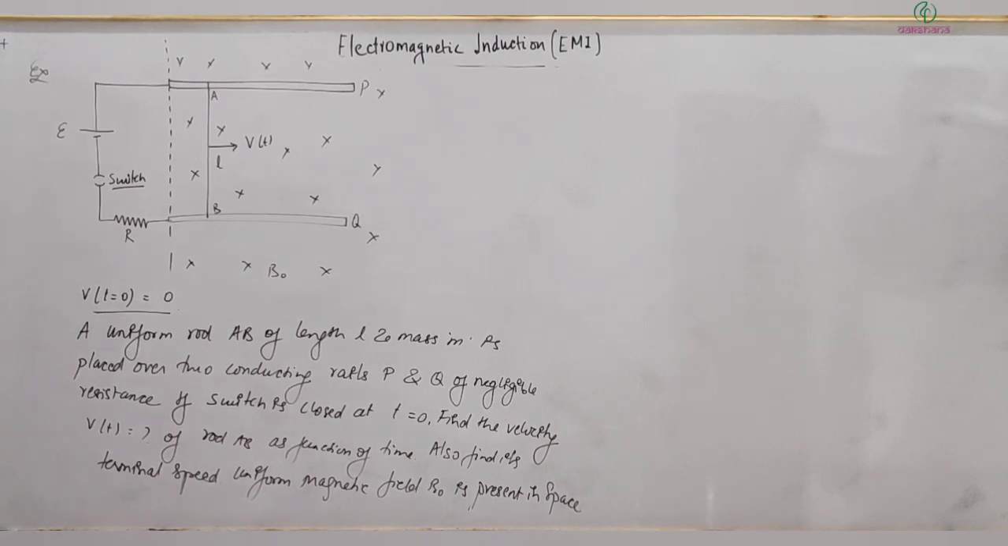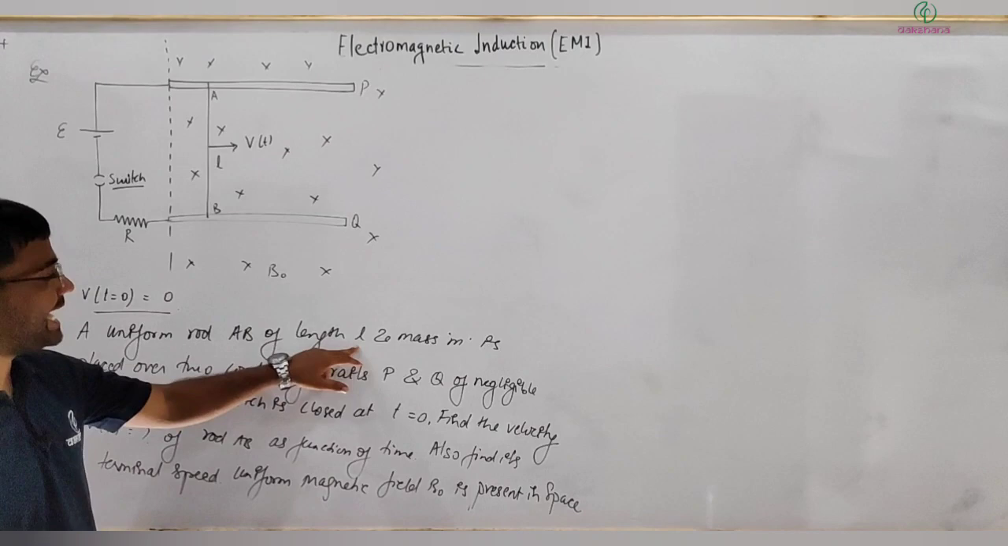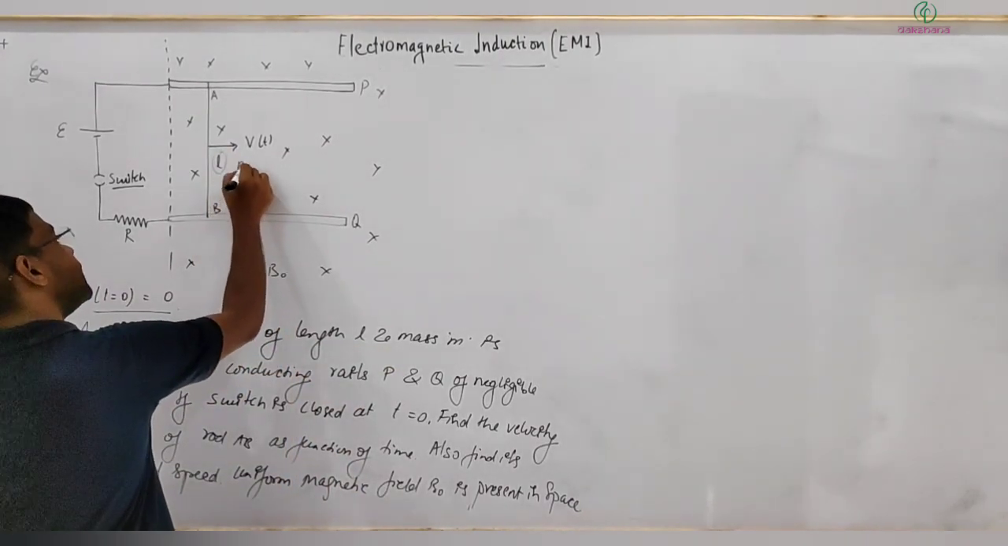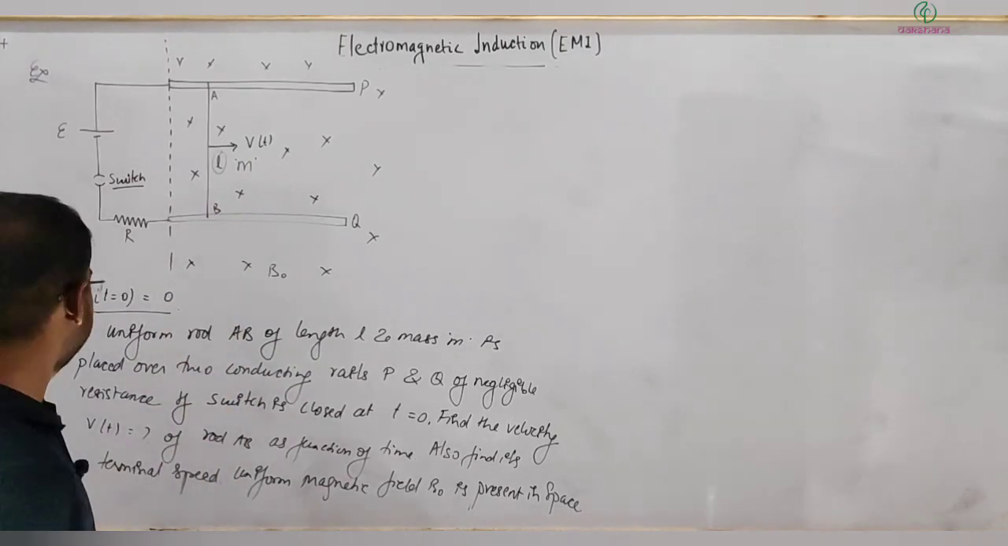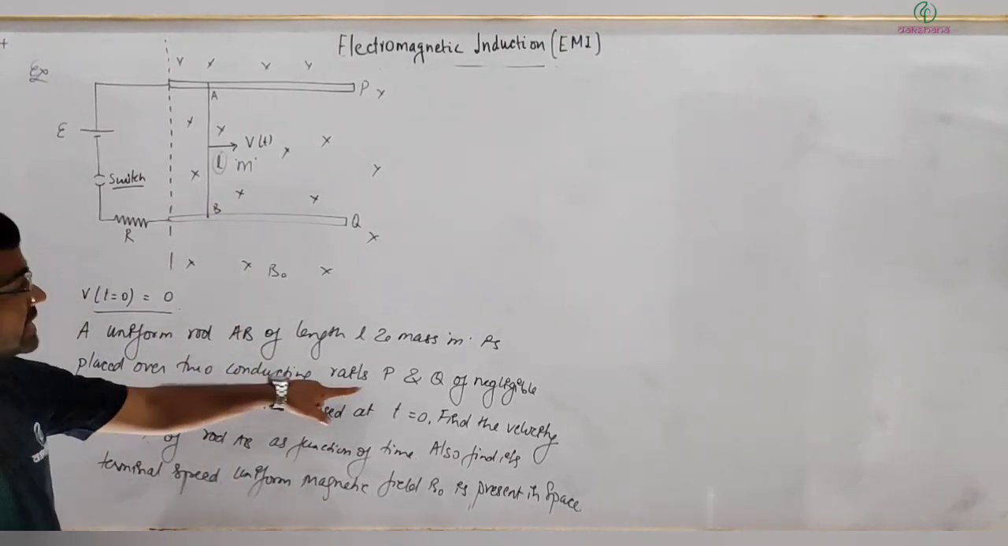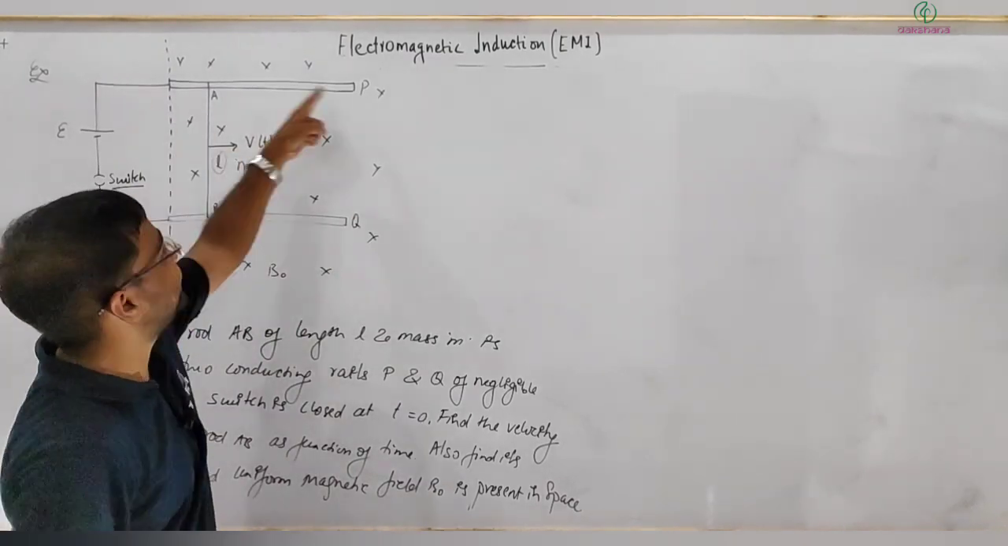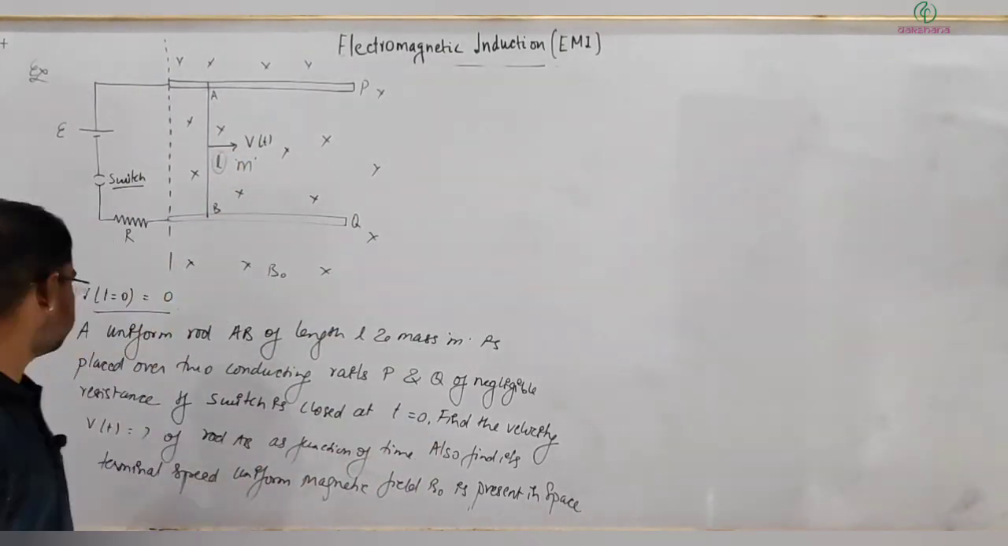Okay, so here we have another problem. A uniform rod AB of length L and mass M is placed over two conducting rails P and Q of negligible resistance. So AB is a rod of length L and its mass is also given as M.